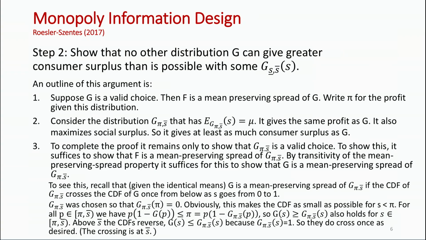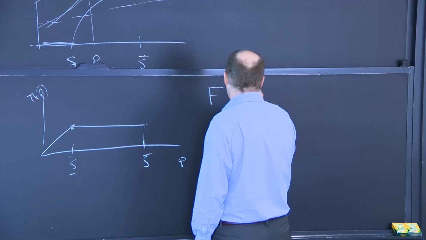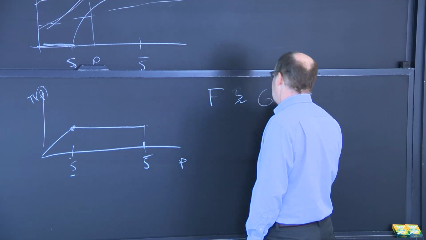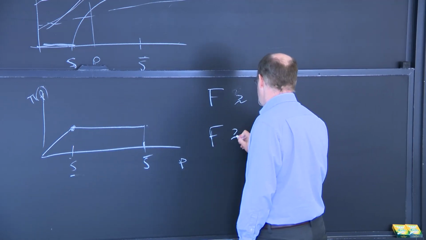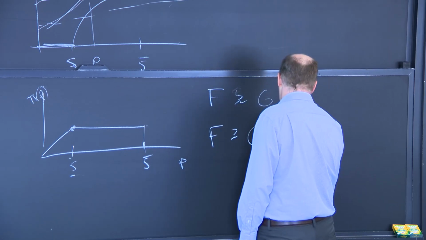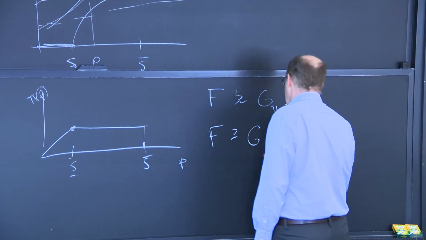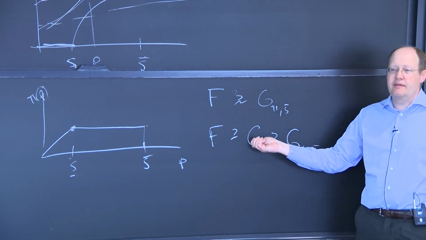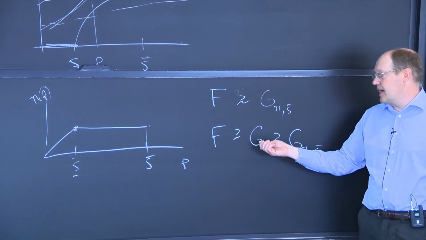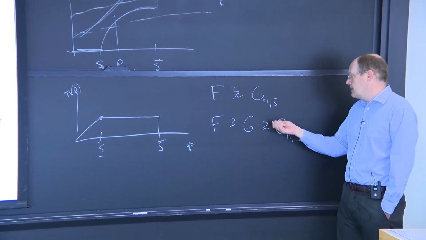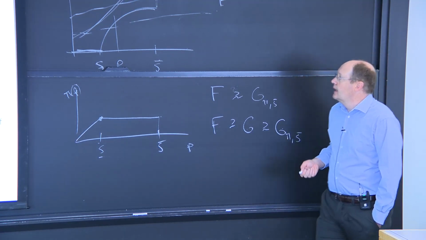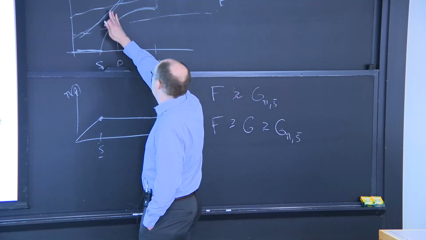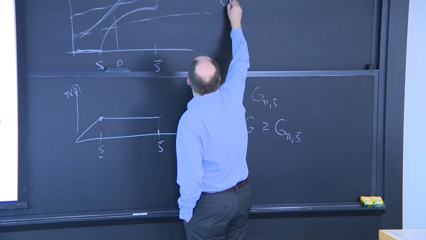To do that, I'm trying to show that, first order, F is a mean preserving spread of G of pi S upper bar. I do that in two steps. We know that F is a mean preserving spread of G because G was valid. And so I just need to show that any G is a mean preserving spread of G of pi S upper bar. And the way I'm going to do that is show that any G looks like this.